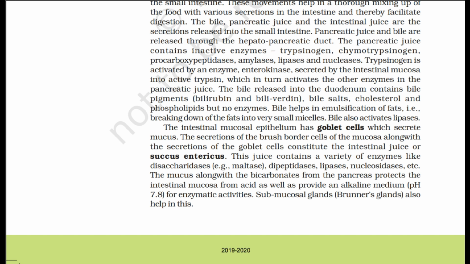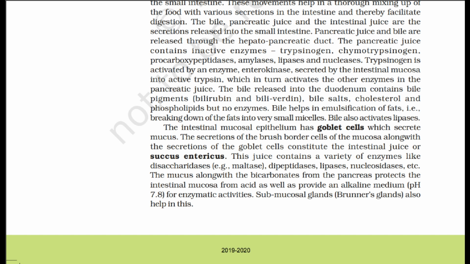The pancreatic juice contains inactive enzymes: trypsinogen, chymotrypsinogen, procarboxypeptidases, amylases, lipases, and nucleases. Trypsinogen is activated by an enzyme, enterokinase, secreted by the intestinal mucosa, into active trypsin, which in turn activates the other enzymes in the pancreatic juice.